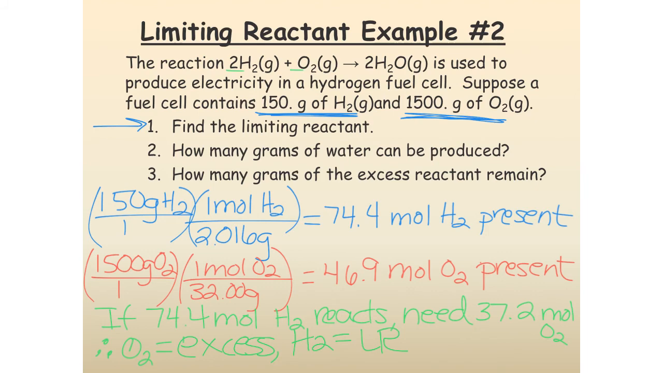Now, a lot of times I like to double check my work, so I kind of do it in the opposite direction. If I had used up all 46.9 moles of O2, then I would have needed 93.8 moles of hydrogen, because of the 1-to-2 ratio. And I don't have that many, so that just confirms that I did it correctly. And I just like that because it makes me feel a little bit more confident. Now we're just going to continue on to another slide since we're running out of room.